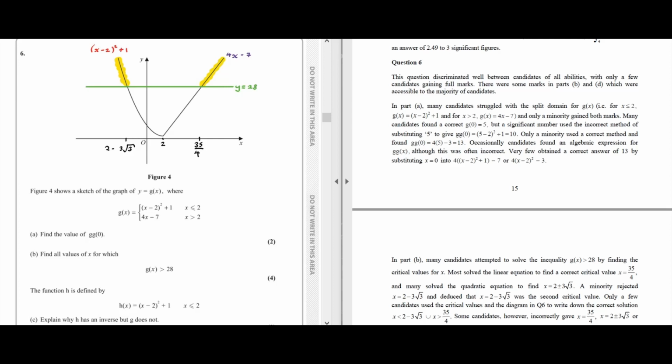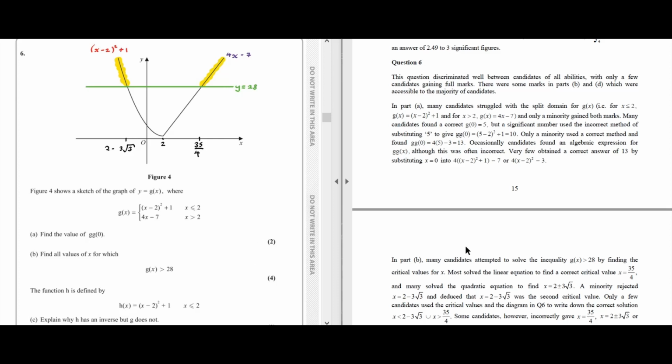Many candidates found a correct g(0) equaling 5, but a significant number used the incorrect method of substituting 5 to give g(0) equaling (5 - 2)² + 1, which is 10. Only a minority used a correct method and found g(0) equaling 4 lots of 5 minus 3 equals 13. Occasionally, candidates found an algebraic expression for g(x), although this was often incorrect. Very few obtained a correct answer of 13 by substituting x equals 0 into this over here.